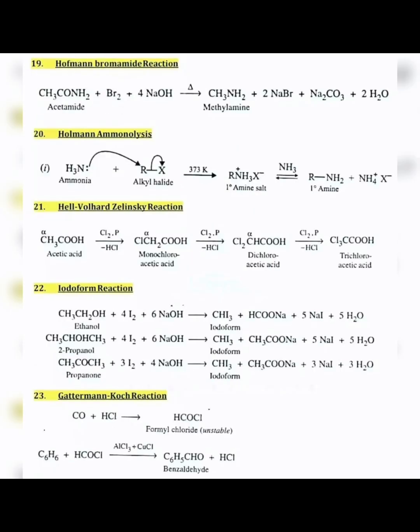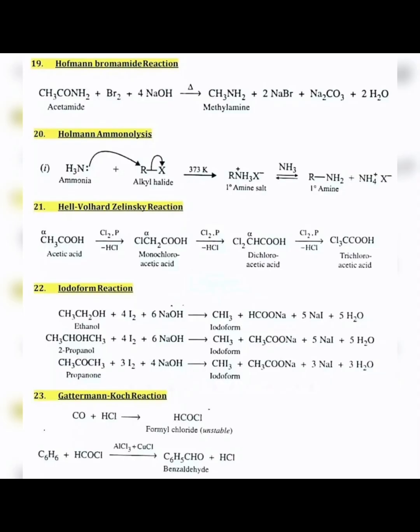Next reaction is Hoffmann bromamide reaction. When acetamide reacts with bromine in presence of excess of NaOH or KOH, in presence of strong heat, it gives methylamine as a major product plus 2 NaBr plus Na2CO3 plus 2 molecules of water as a byproduct. This reaction is also considered as a step down reaction.